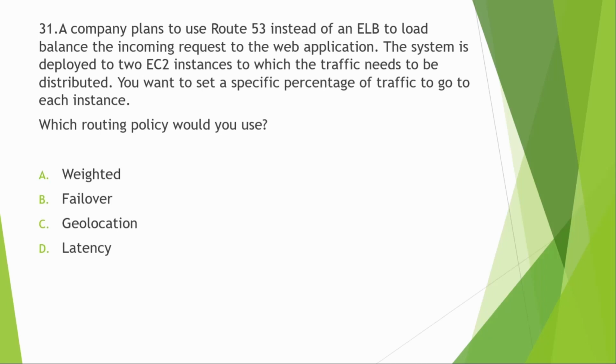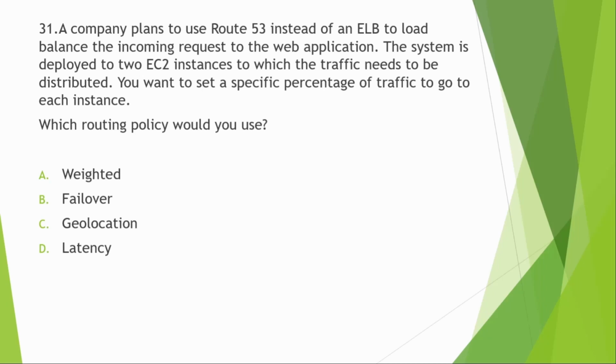If you want to stop sending traffic to a resource, you can change their weight and say, okay, I don't want to send any traffic, so let's make the weight 0. So the correct routing policy which you will use here is weighted. Okay, now let's see why others are incorrect.